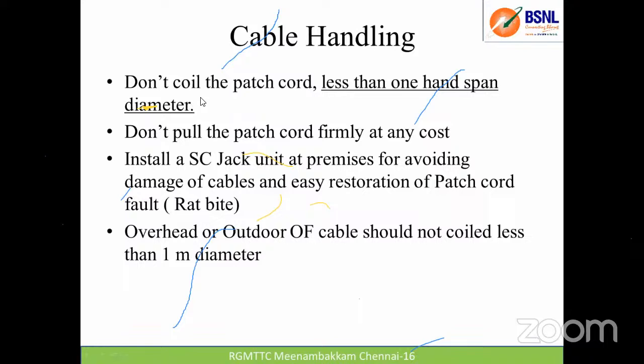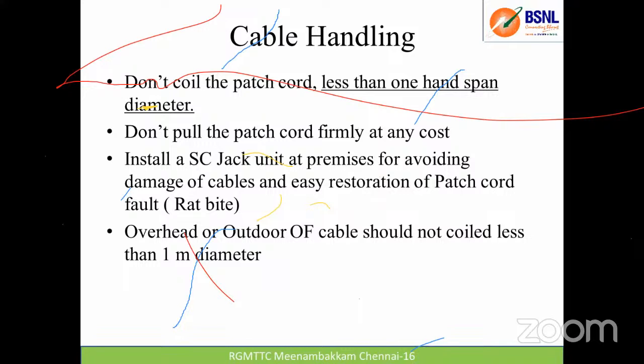While handling the cable, we should not coil the patch cord less than 1 hand span diameter. That is, we should not coil the fibers in a smaller diameter. The diameter should be at least 1 hand span, and only then can the fibers reduce the bend loss. And we should not pull the patch cord firmly at any cost. If we pull the patch cord, there might be a break in the connection between the fiber and the connector, and there is a chance of signal loss.